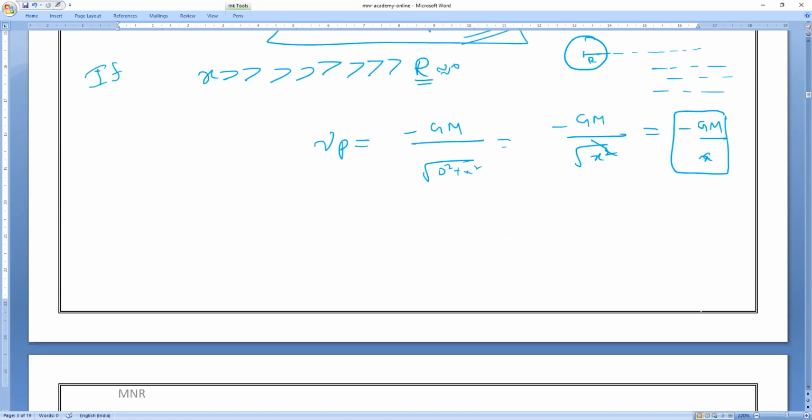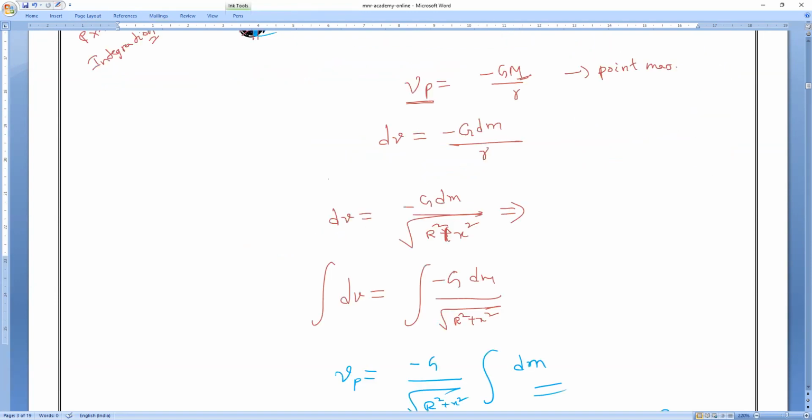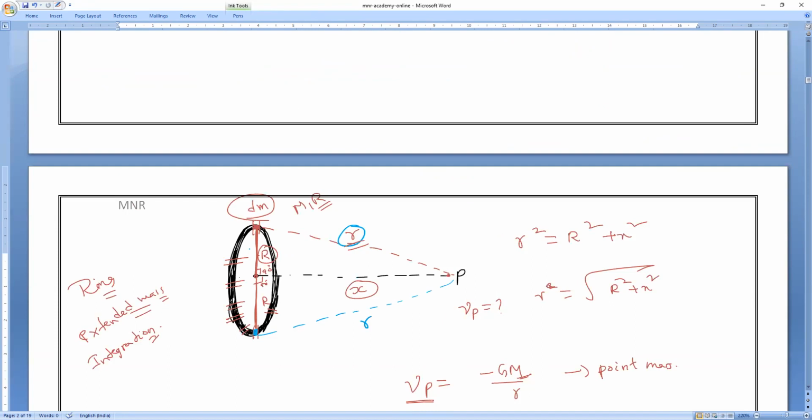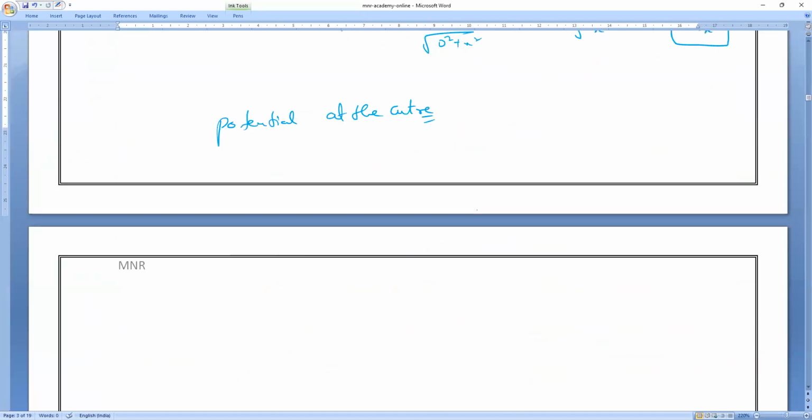Next. I want the potential at the center. Can anybody tell me? I'm giving you time. This was at x extremely far away. Now I want the potential at the center. Anybody tell? At the center means something will be 0. Anybody tell what is 0? R is 0 or x is 0? No distance. At the center, x does not exist. So what is the answer? Potential at the center. Vc is equal to how much? So Vc is equal to minus GM divided by, speak loudly, guys, root over R square plus x square.